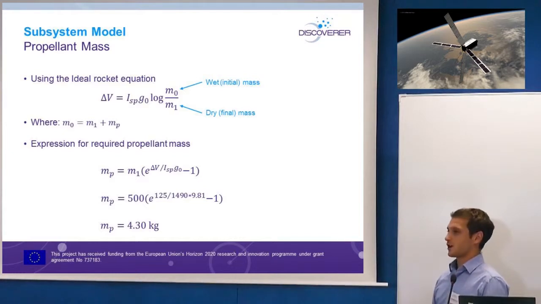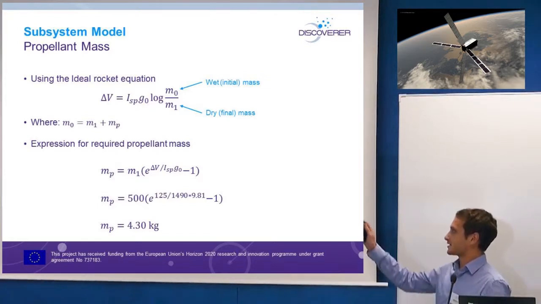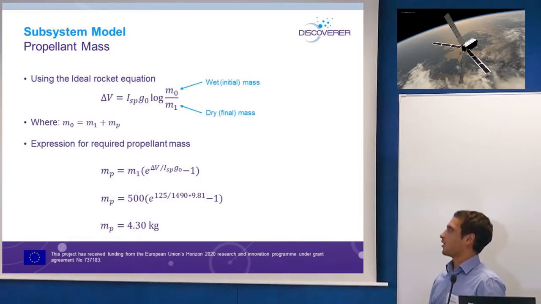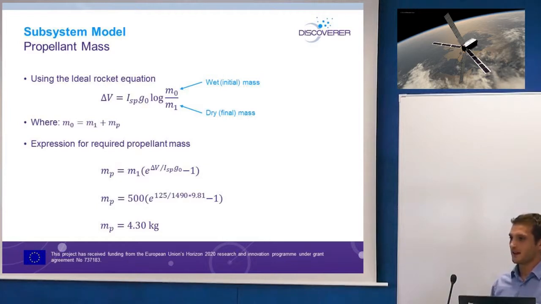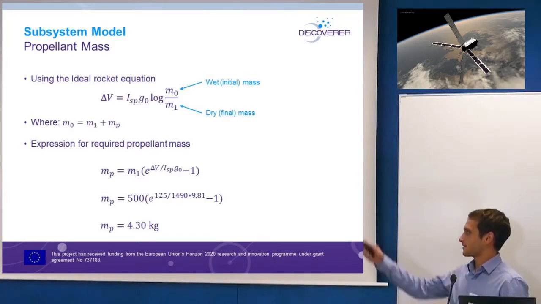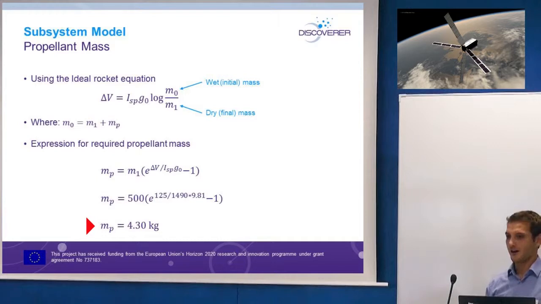So, to work out our propellant mass, we can go to the simple rocket equation. Some of you might be familiar with this. If not, we take our delta V, and if we know the ISP of our system, we have gravity, and we have the log of the initial mass of the system and the final mass of the system. We can work out how much fuel we need to provide that delta V. I've just rearranged the equation at the top to the bottom here, and if we feed in our numbers, then we can work out we need 4.3 kilograms of xenon fuel.